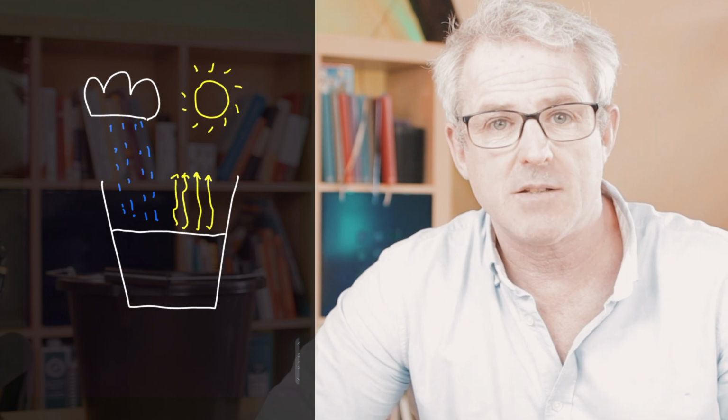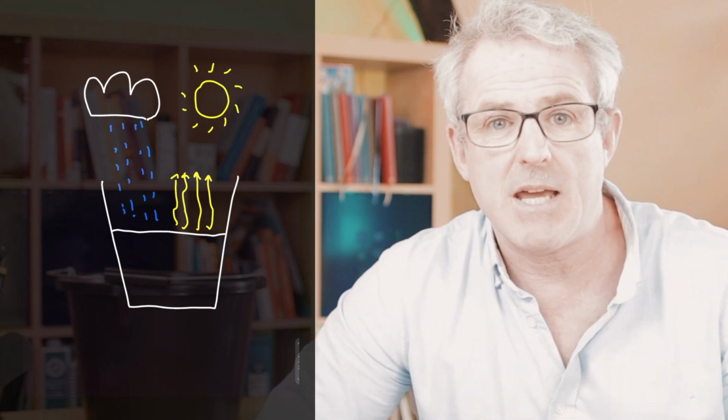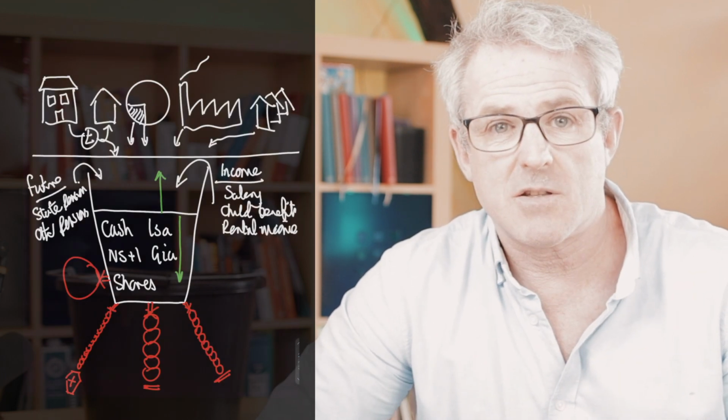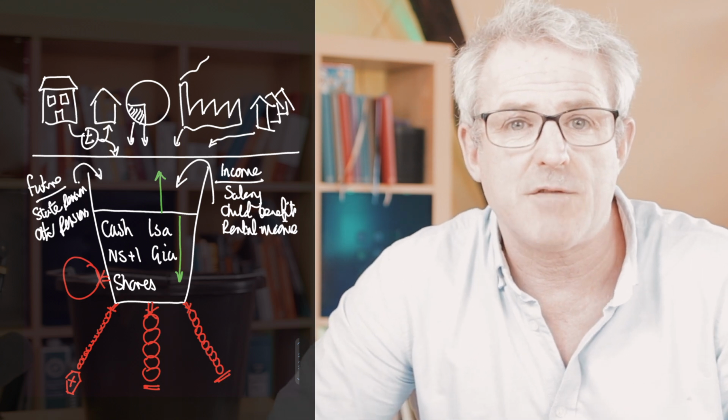And that's how we can use the bucket to explain the importance of risk and return, the sun and the rain, and the fact that everybody's bucket has got a hole in it, and that hole is draining money out, and that is inflation. So that's the bucket and how we use it to explain financial planning to our clients.